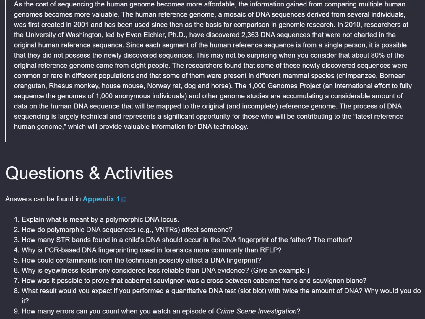The 1000 Genomes Project, an international effort to fully sequence the genomes of 1,000 anonymous individuals, and other genome studies are accumulating a considerable amount of data on the human DNA sequence that will be mapped to the original, and incomplete, reference genome. The process of DNA sequencing is largely technical and represents a significant opportunity for those who will be contributing to the latest reference human genome, which will provide valuable information for DNA technology.